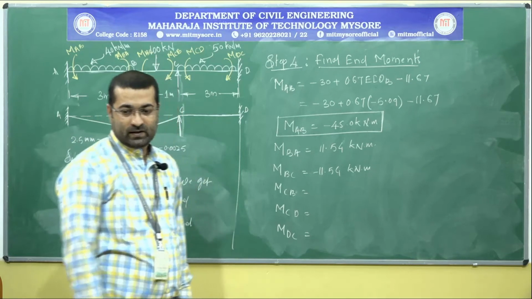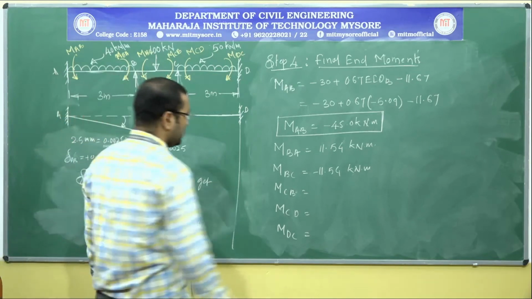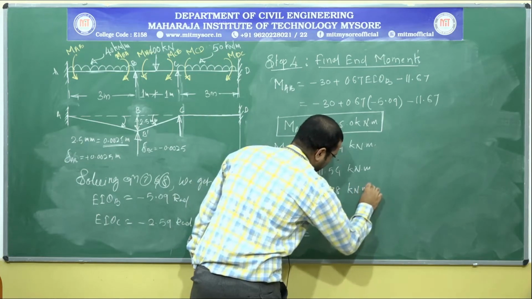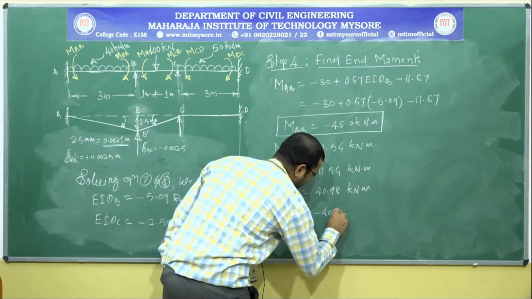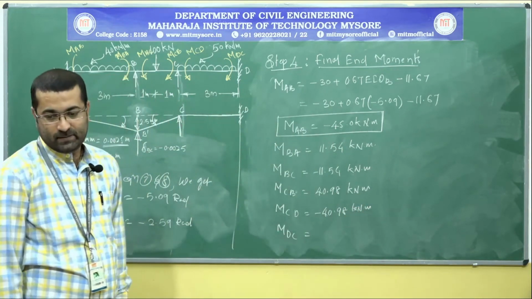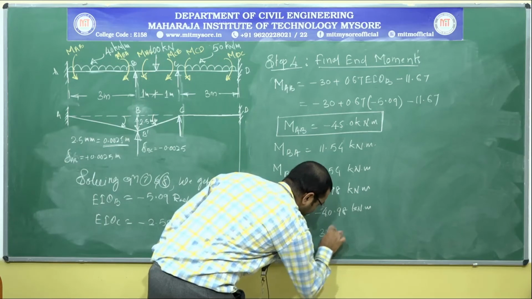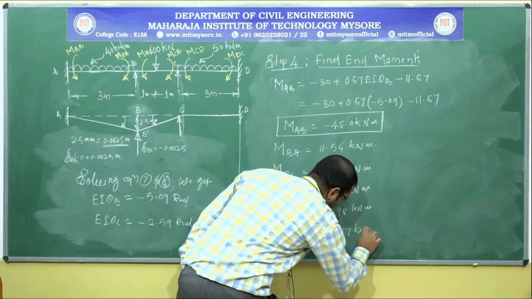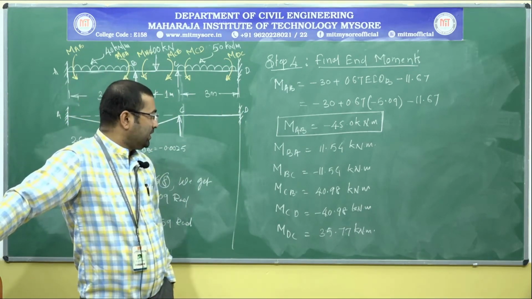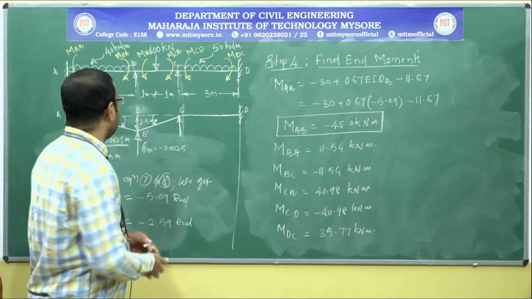So MCB is 40.98 kilonewton meter, and MCD is minus 40.98 kilonewton meter, and the last value MDC is 35.77 kilonewton meter, right? So once we determine the final end moments, we need to represent them on the given problem.